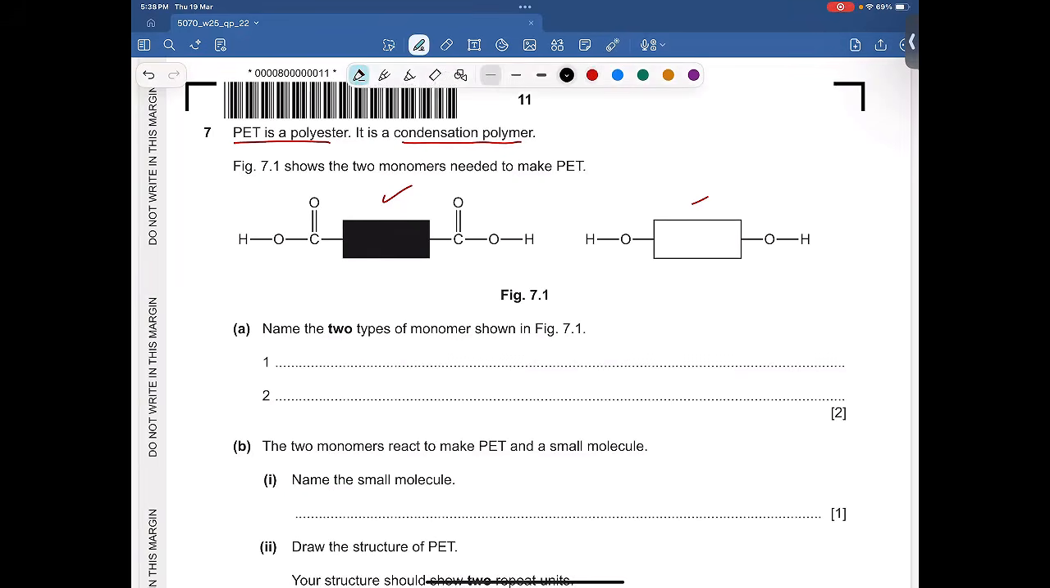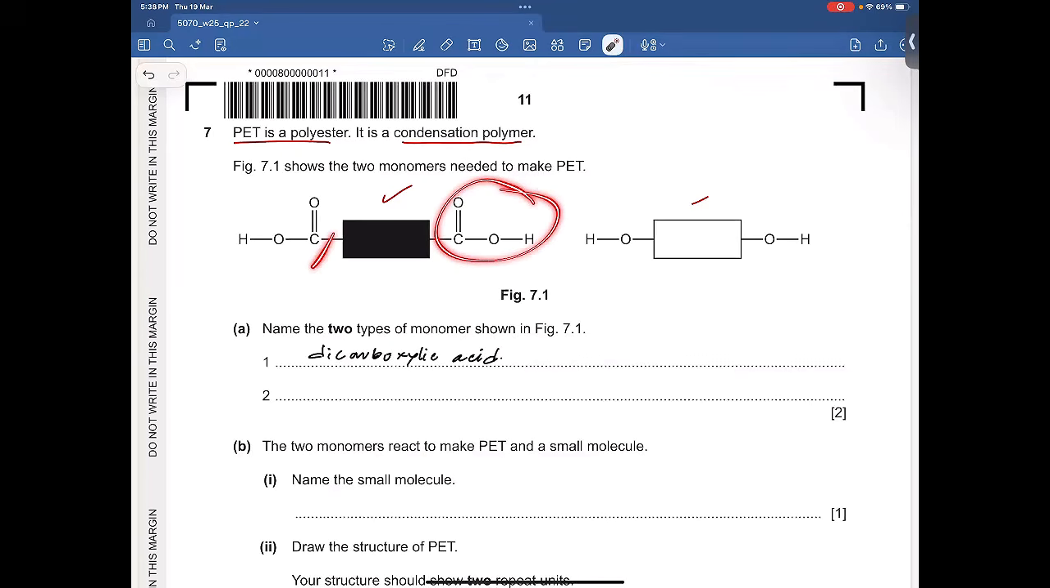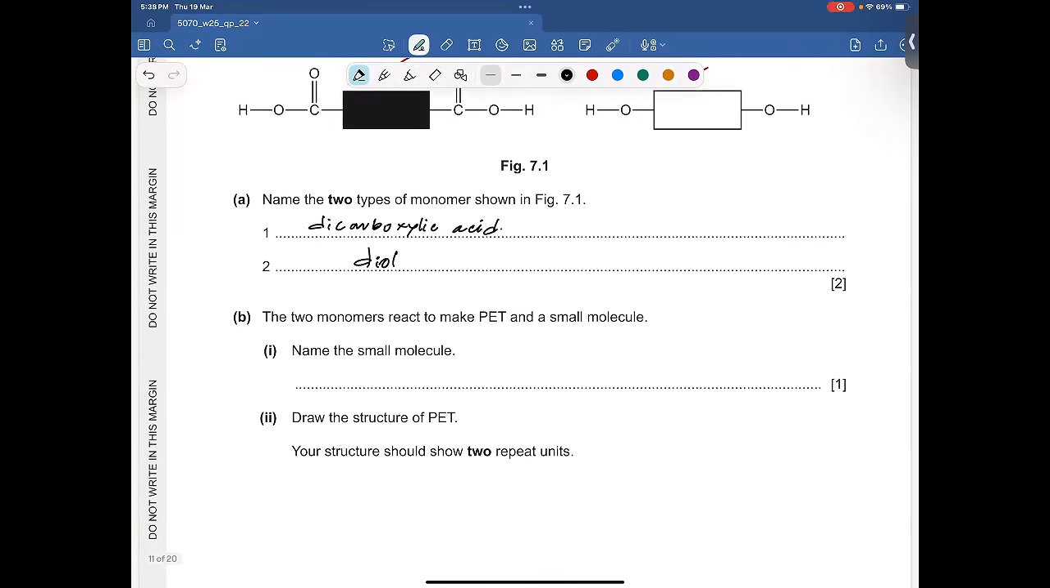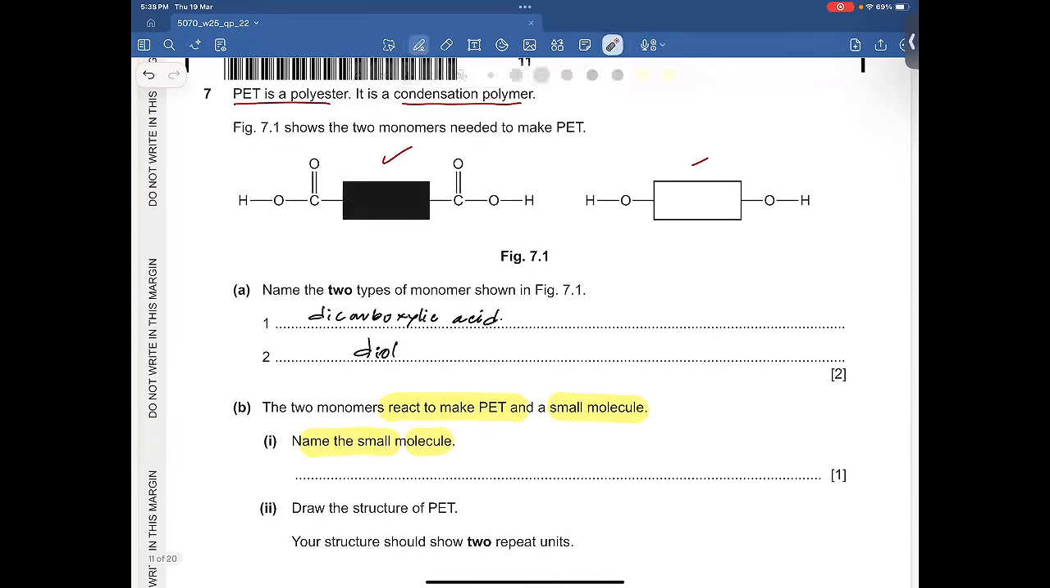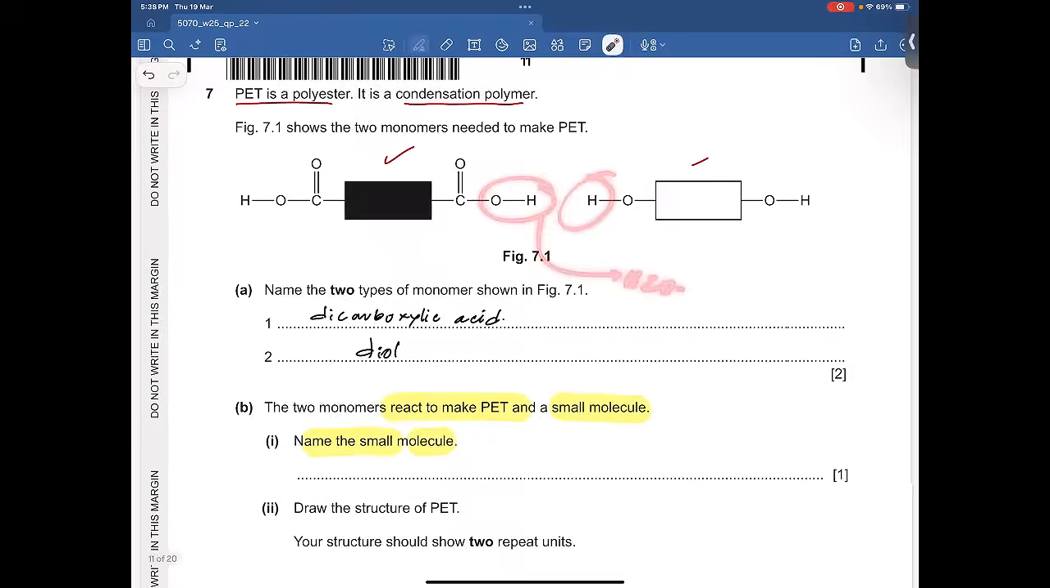The first one is dicarboxylic acid. Since we have two COOH groups, that is why it is called dicarboxylic acid. We have two OH groups, which is why it is also called diol. Okay. The two monomers react to form a polymer and a small molecule. Name the small molecule. When carboxylic acid and alcohol react together, water is always formed, which is a small molecule.